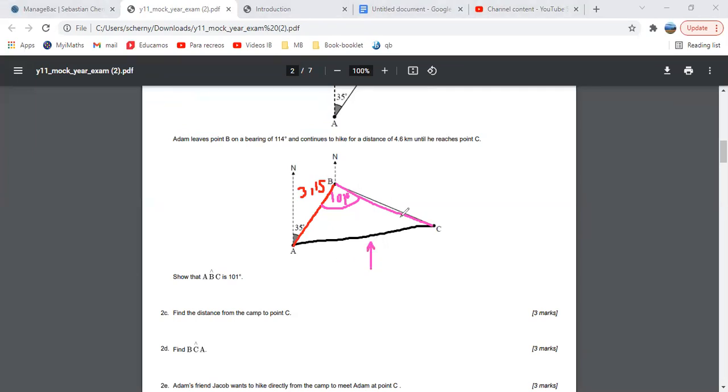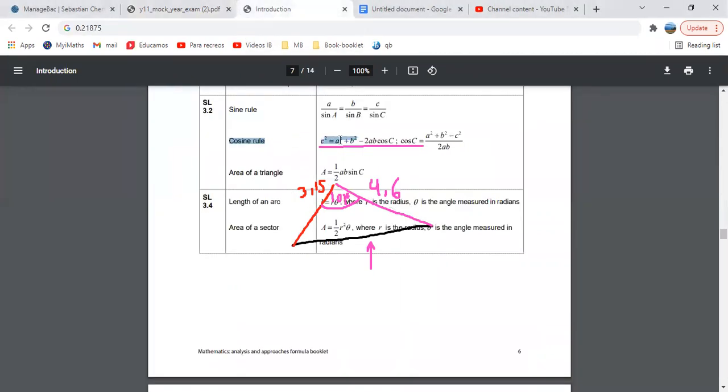So do we have the side BC? Now you can pause the video and check. Oh, right, they already tell us: from point B, he continues to hike for a distance of 4.6 kilometers. So we already know that this side is 4.6. Now we have a triangle for which we know two sides and the angle in between. Since we don't have any information about the other two angles, the only thing we can use is the cosine rule.